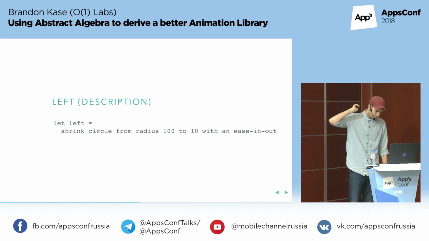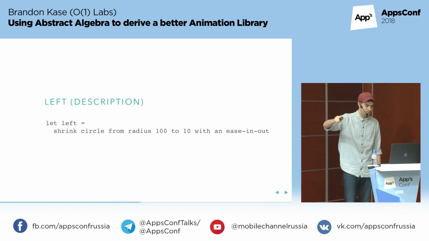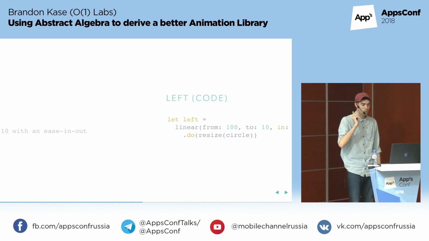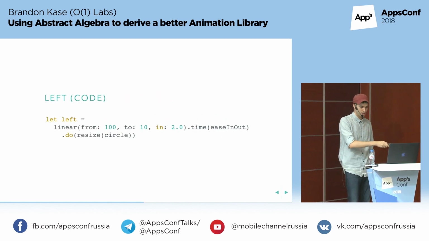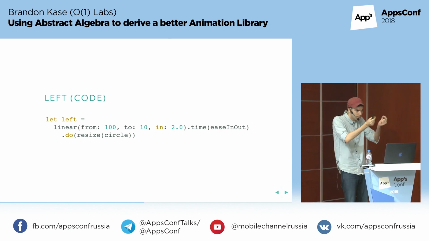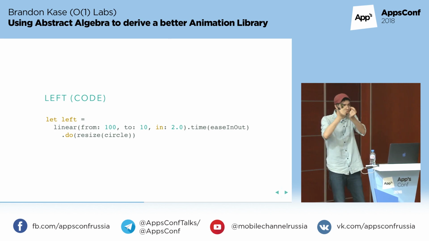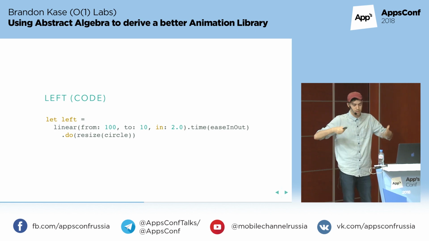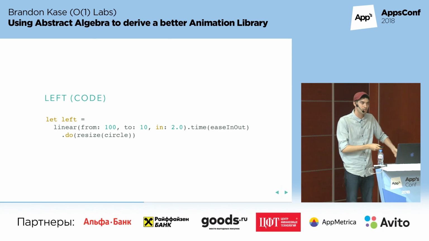So, shrinking a circle from 100 to 10 with an ease in and out curve. Well, what if we linearly interpolate from 100 to 10 in 2 seconds, and then let's stretch time in the beginning, squeeze it in the middle, stretch it at the end. Hey, look, it's ease in and out now. And then as values are pumping out, just feed them into something that resizes a circle. Okay.